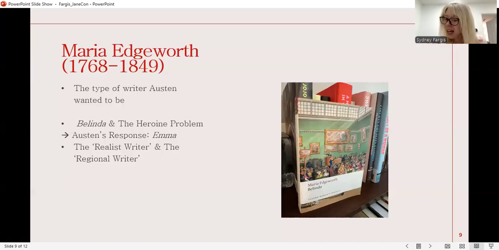In Belinda, Edgeworth worked around this by providing the reader with my cat. Sorry, guys. Just Gizmo, the cat. Right.